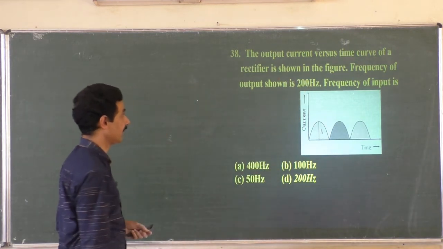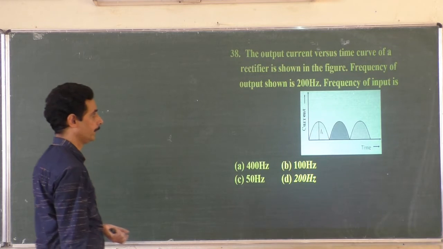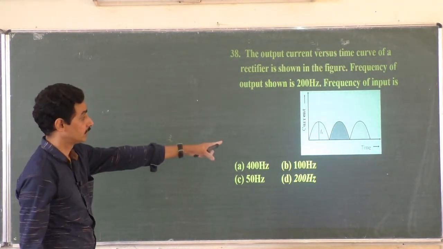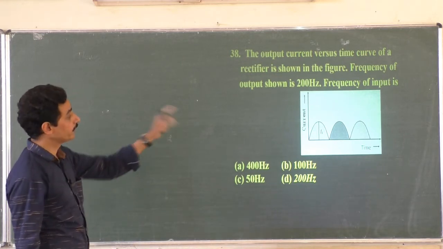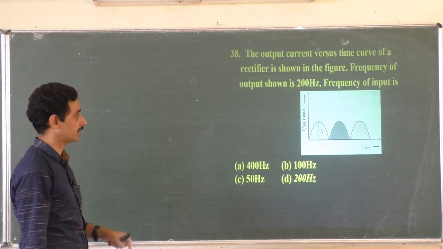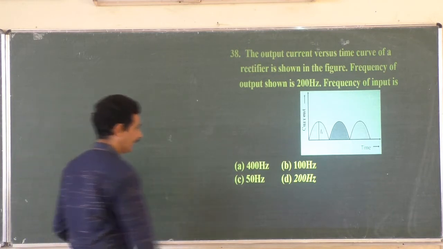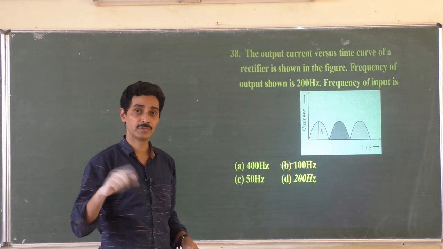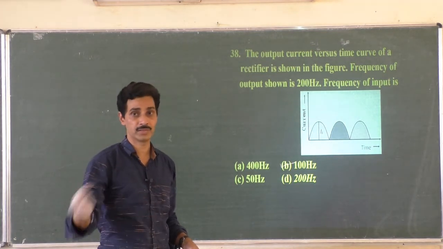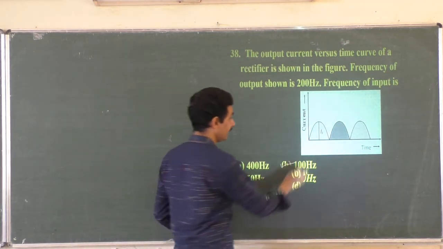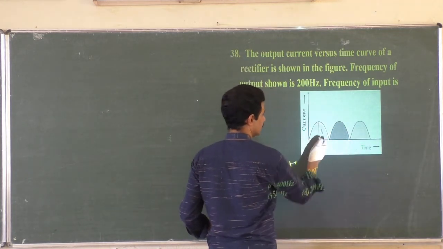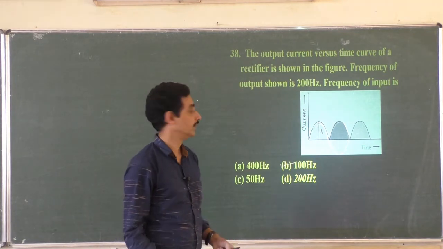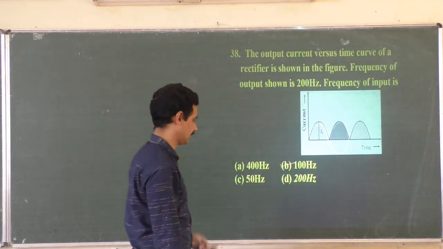38. The output current versus time curve of a rectifier is shown in the figure. The frequency output shown is 200 Hz. What is this output curve? Full wave, right? Output frequency is 200. What should be the input frequency? 100. It should be half. Output is 200. Input should be 100. If input is 100, output is 200. Full wave rectifier. For one cycle of input, like this, it shows the same type of variations twice. So it is 2f. 2f is 200, f is 100.